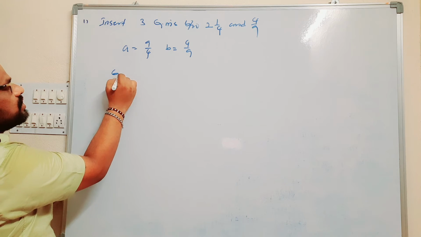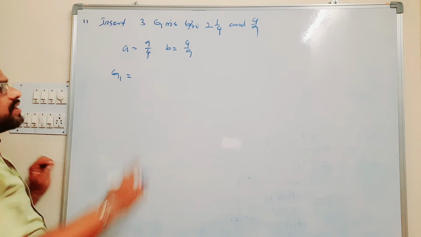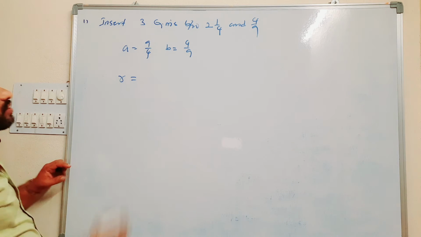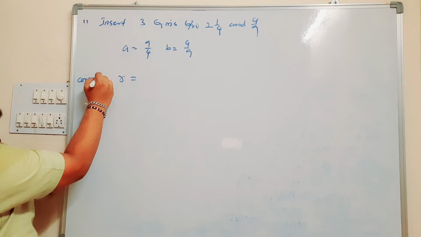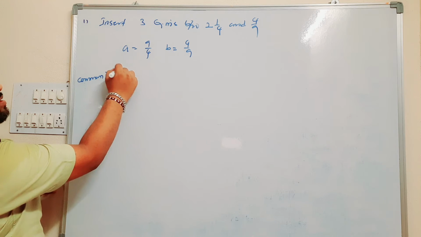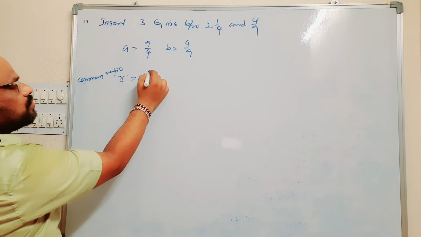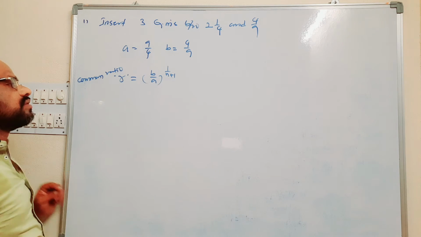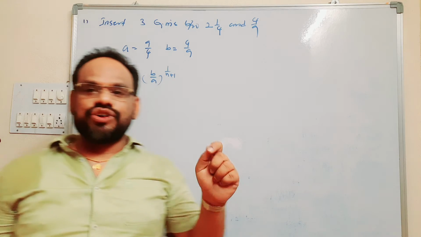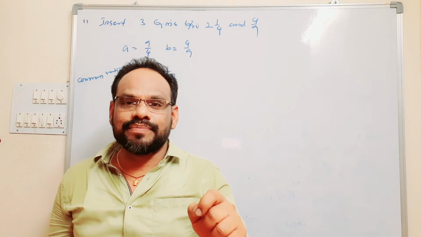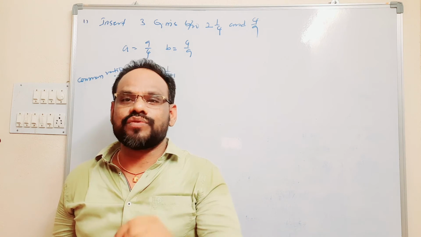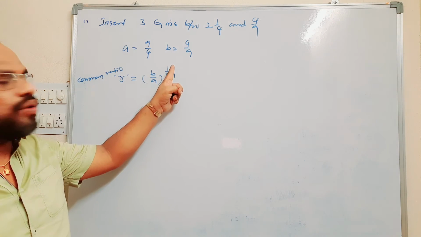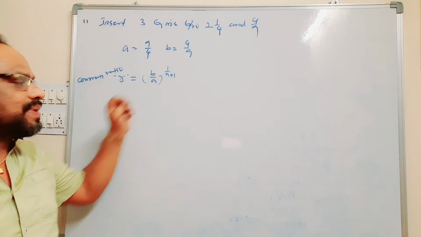First geometric mean G1 is equal to... first we have to find the common ratio R. We know that if n geometric means are inserted between two given quantities, then the common ratio R is equal to (B by A) whole to the power 1 by N plus 1.